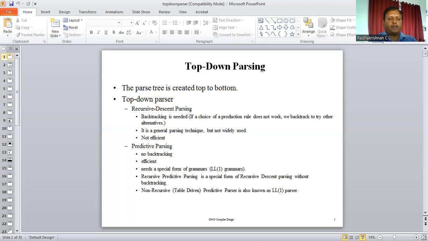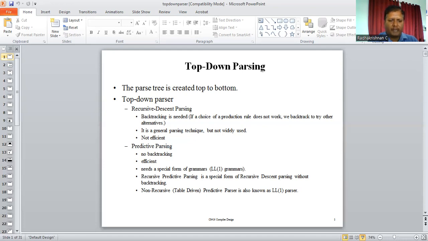The top-down approach has two different parsers available. One is recursive descent parsing, and the second is predictive parsing. Today we discuss the predictive parsing methodology. For predictive parsing, we need a given context-free grammar production rule without left recursion, left factoring, and backtracking.